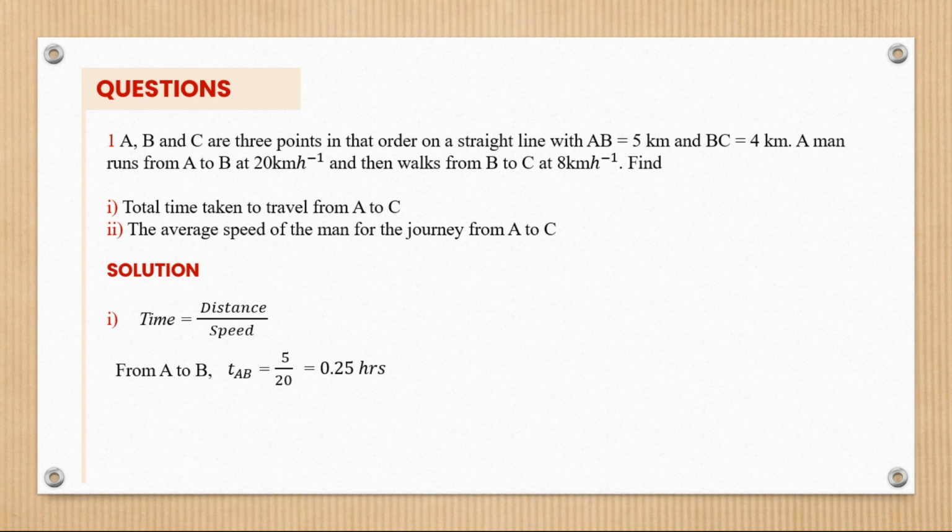But the question asks for the time taken to travel from A to C. So we also have to find the time from B to C. TBC is going to be equal to the distance from B to C, which is 4, over the speed from B to C, which is 8 kilometers per hour. When you divide those, you get 0.5 hours. Now that we know the time taken to move from A to B and the time taken to move from B to C, the time taken to travel from A to C is going to be equal to the total of time AB and time BC.